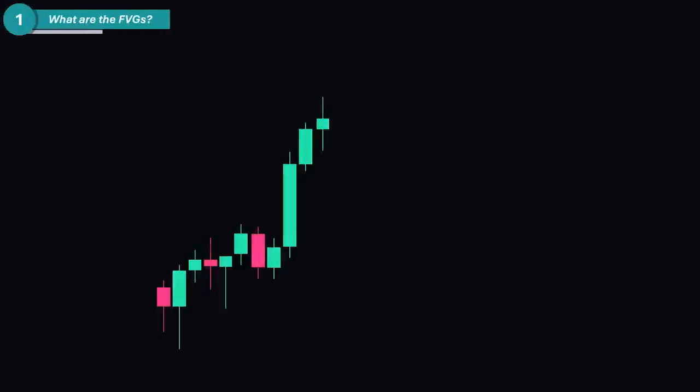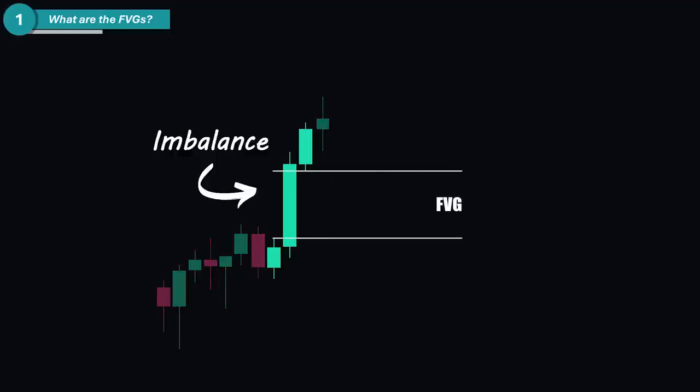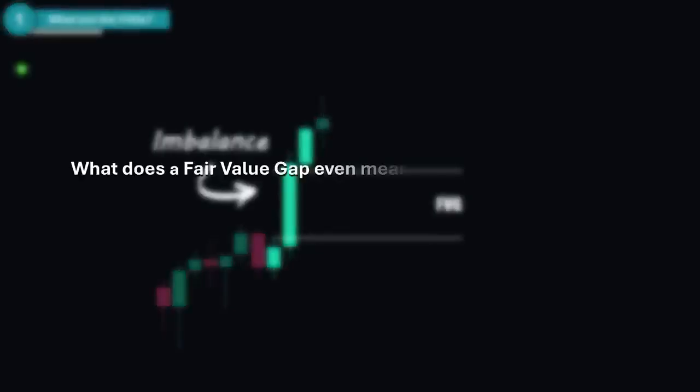Starting with the basics. What are fair value gaps, truly? A fair value gap, or FVG, is a price gap caused by a sudden imbalance between the strength of buyers and sellers. It's defined by a three-candlestick formation, where we have a gap between the wicks of 3 consecutive candles like this.